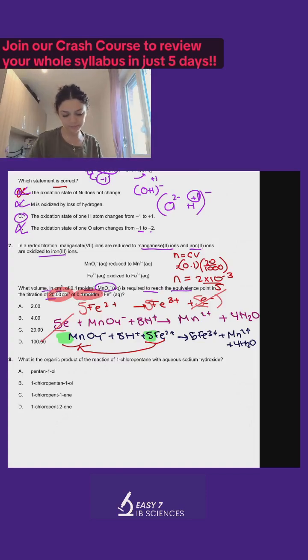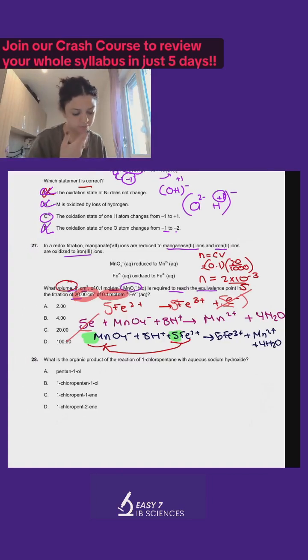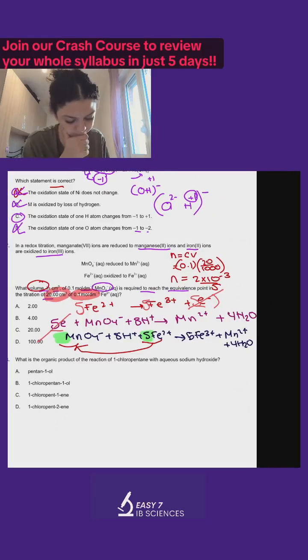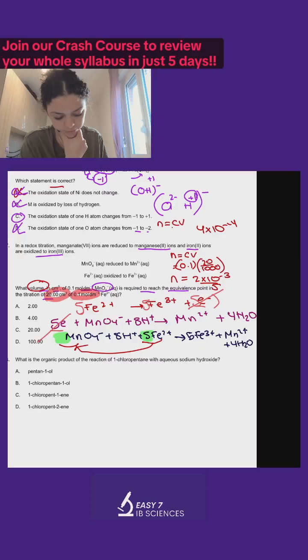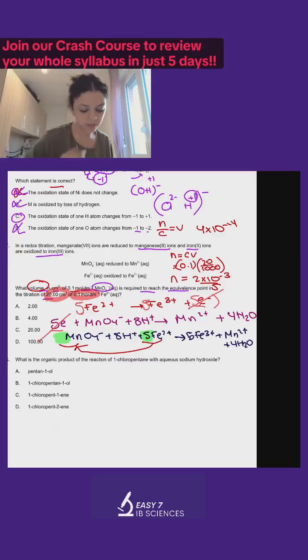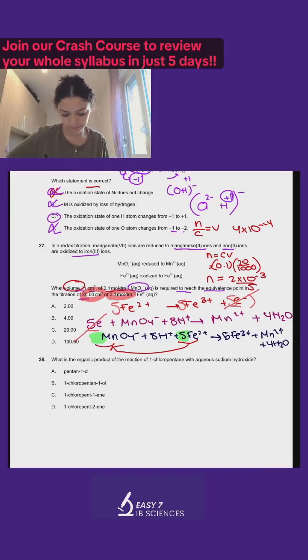And finally, I just have to find the volume. Now that I have the moles of the manganate, which is 4 times 10 to the negative 4, and I know the concentration because they've given it to me, I just have to divide the moles by the concentration to get the volume, and that will be divided by 0.1, and that should give me a final answer of 4. That's why my answer is B. Does that make sense, everyone?